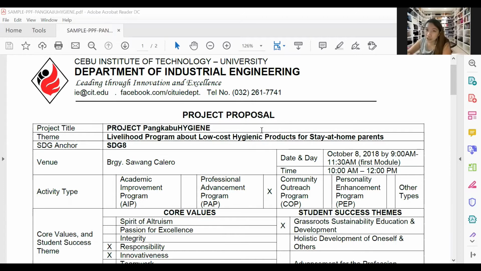So for this video, I am going to discuss how you are going to fill out the project proposal form. As mentioned, you have to create a project that is anchored to any SDGs that we have already discussed through the coursewares. From the 17 SDGs, you choose maybe one, two, or three, anything that is related to any of those SDGs.